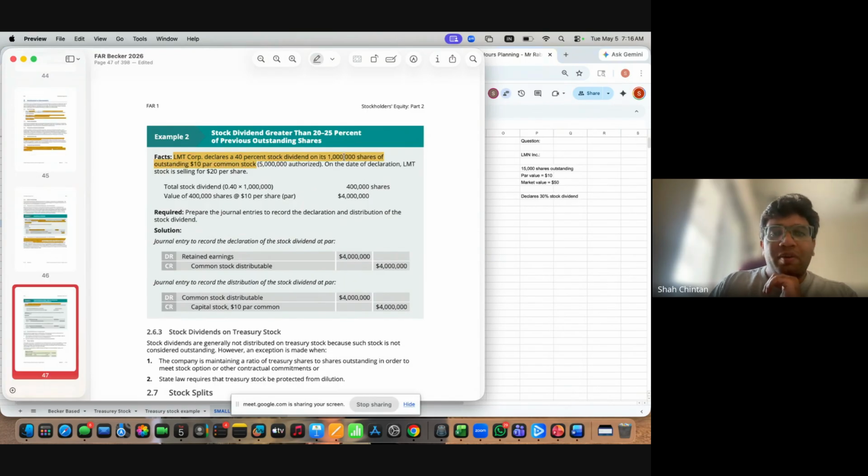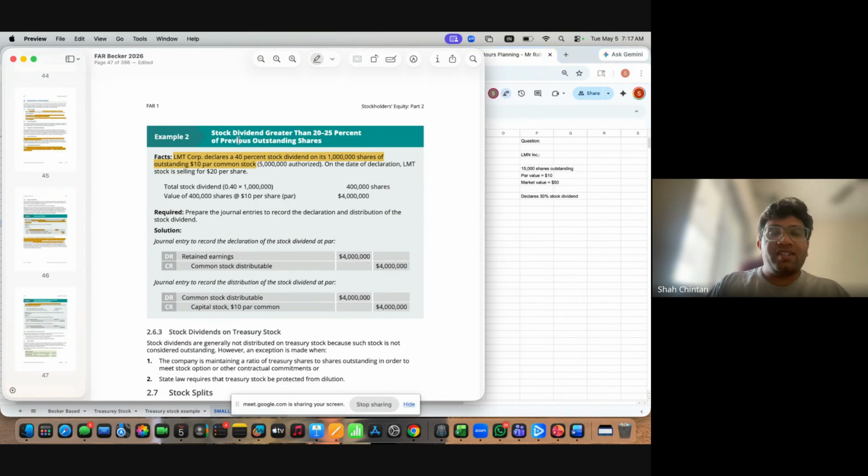So you had 1 million shares, you decided to distribute 40% as a dividend, which comes to 400,000 shares. On the date of the declaration, the stock was sold at $20 per share. So what is your total amount of distribution? It is going to be 400,000 shares into $20 per share as a fair market value.